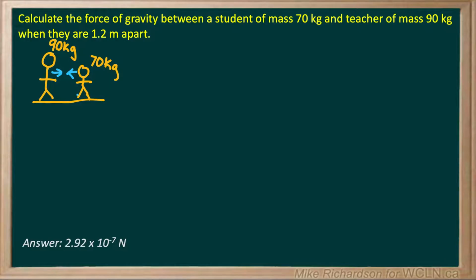Now, the force of gravity between any two masses, we use our universal equation, F = G m1 m2 over r squared, where r is the distance between the center of m1 and the center of m2, which in this case is 1.2 meters. Now, as long as our masses are in kilograms, we're good to go.